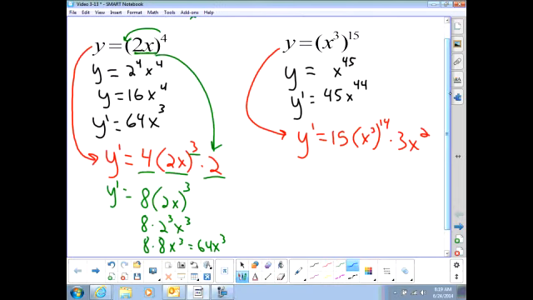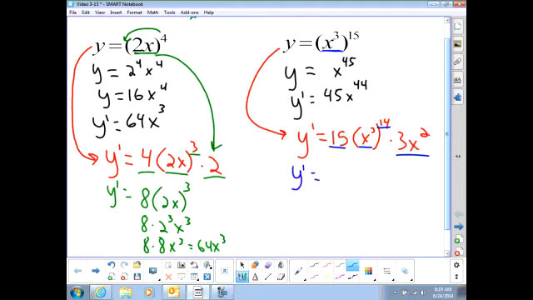Now looking at our right-hand one, we had the 15 come out front. We kept the inside the same. Our exponent went down to 14. And our derivative of the inside now was 3x squared. So we did our normal derivative rule with power rule, but leaving the inside function as is. So we left x cubed as is, and then we just multiplied by the derivative of x cubed afterwards and got 3x squared there. To show you that this is exactly the same, let's neaten this up a little.